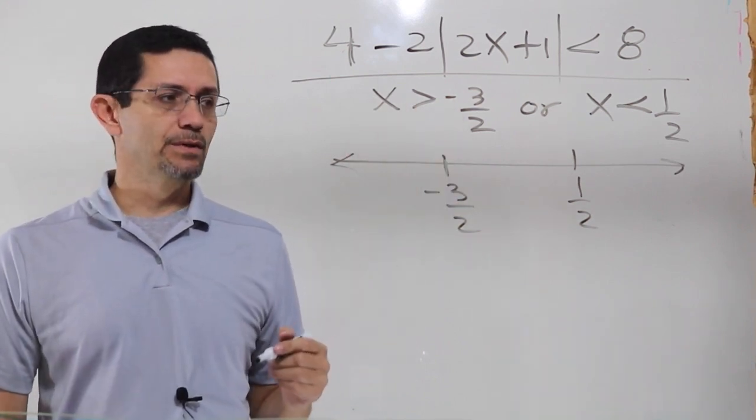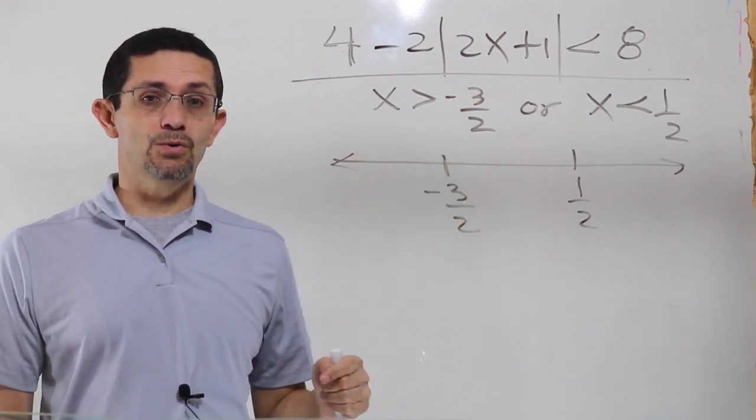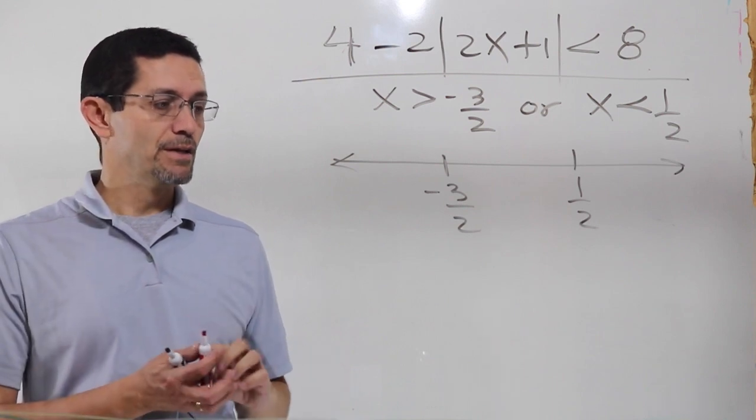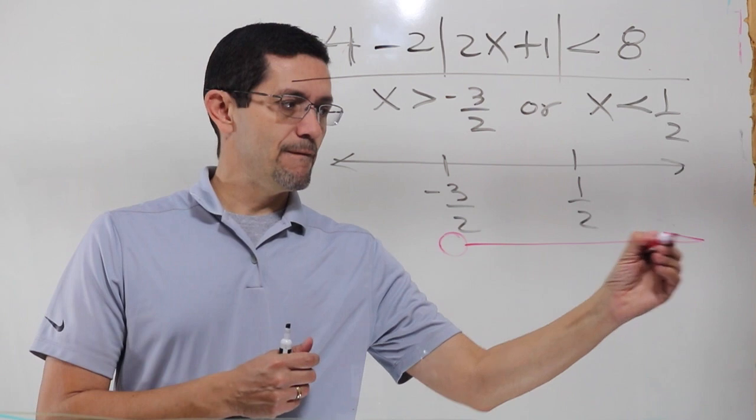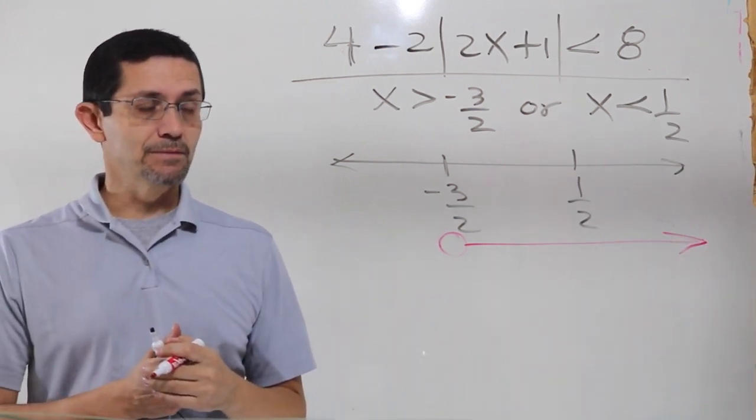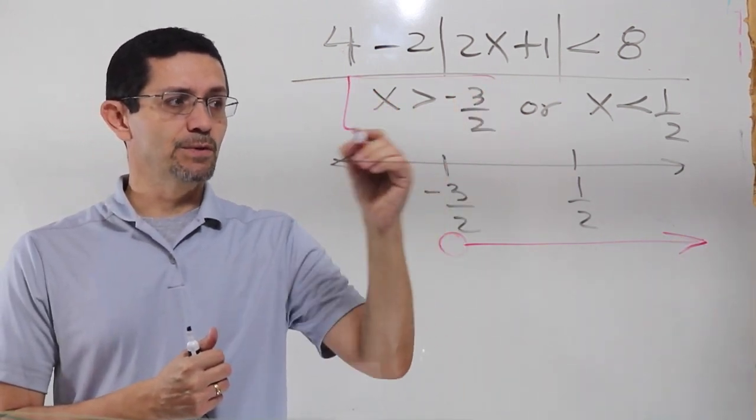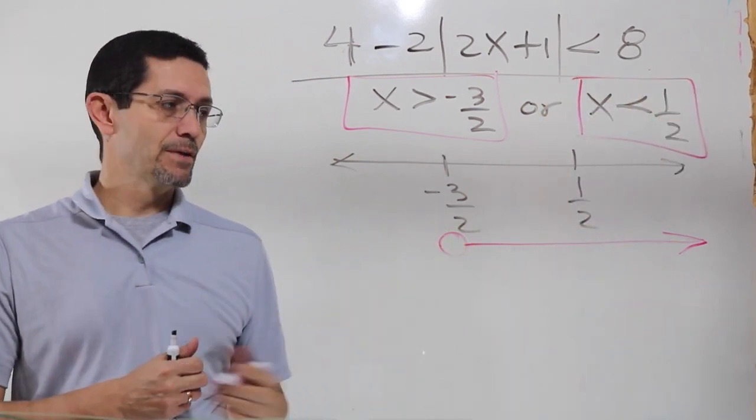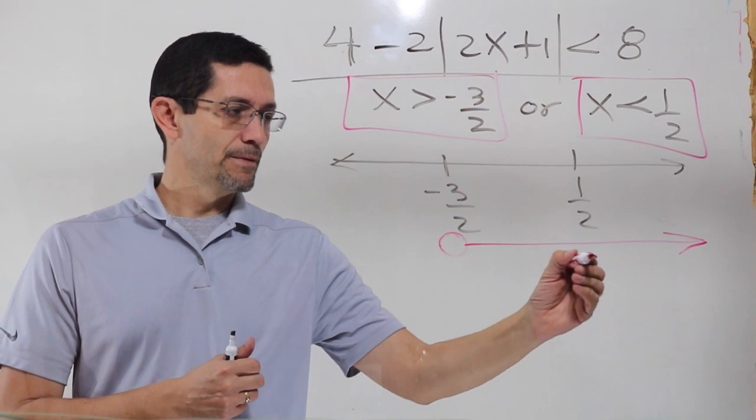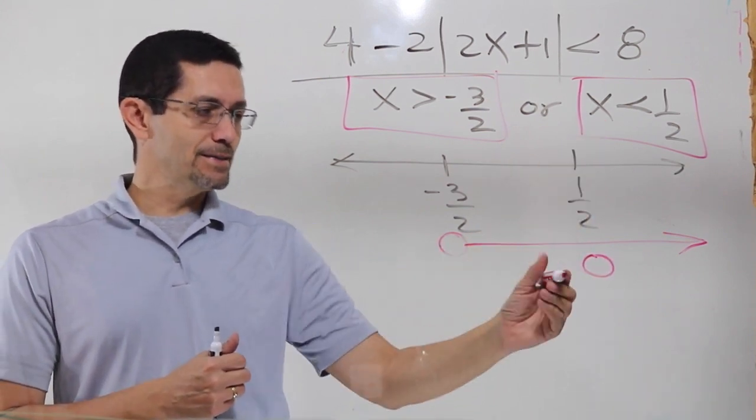Let's graph the first one. X is greater than negative 3 over 2. Interesting. So let's put underneath, negative 3 over 2, greater. It goes all the way to the right. Interesting. So I just graphed this one. Let's graph the second one. X is less than 1/2. So I'm going to go to 1/2. Circle. X is less than.